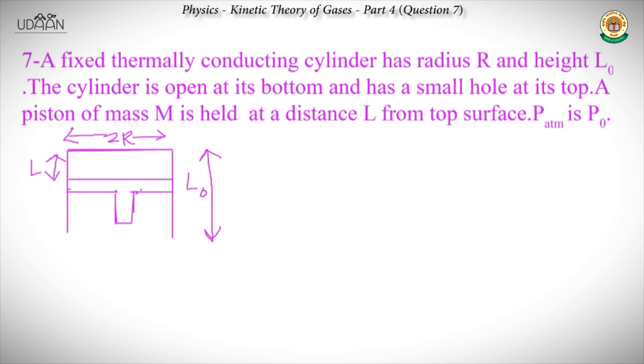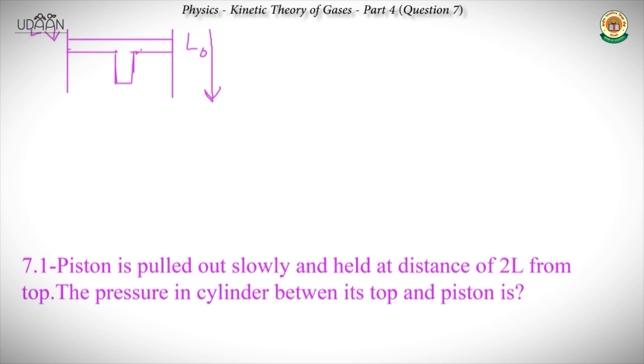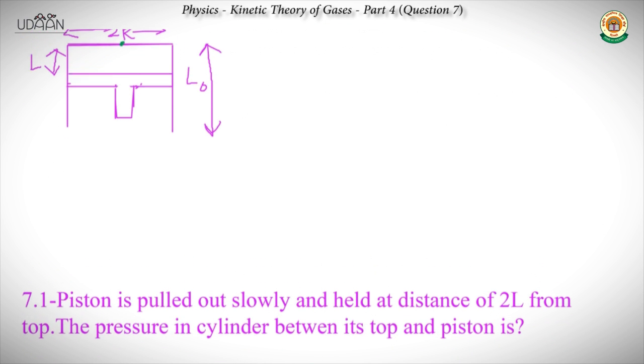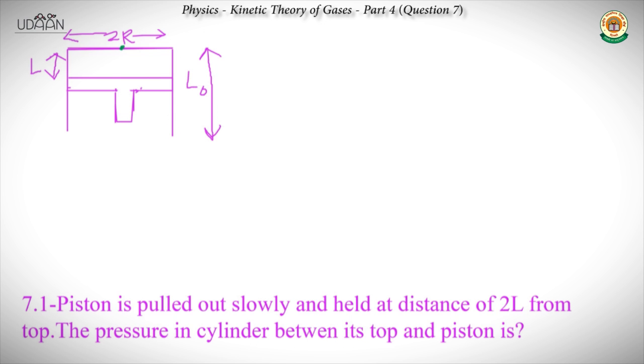Now in the seventh question, you've got a fixed thermally conducting cylinder that has a radius r and height L0. The cylinder is open at its bottom and has a small hole at its top. A piston of mass m is held at a distance L from the top surface, and P atmospheric is P naught. Now there are three parts of this question. The first part is that the piston shown in the figure is pulled out slowly and held at a distance of 2L from top. The pressure in the cylinder between its top and piston would be what?